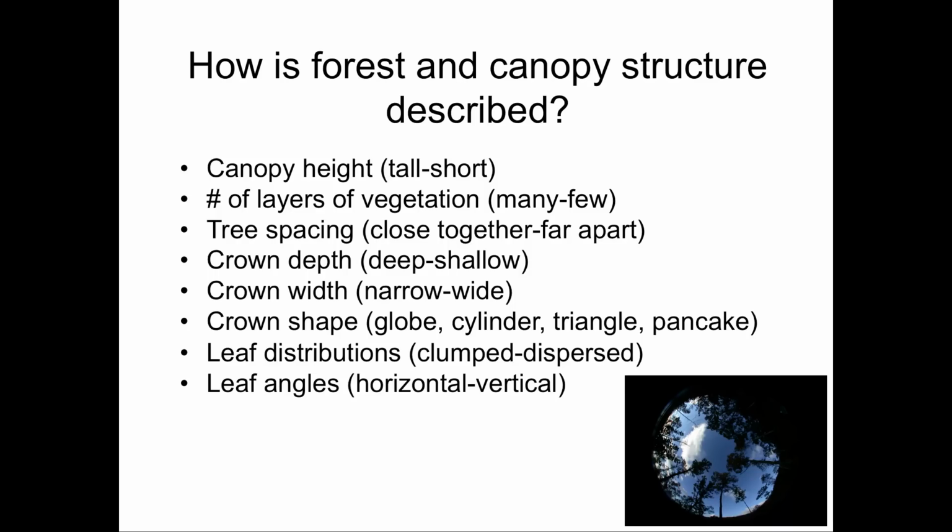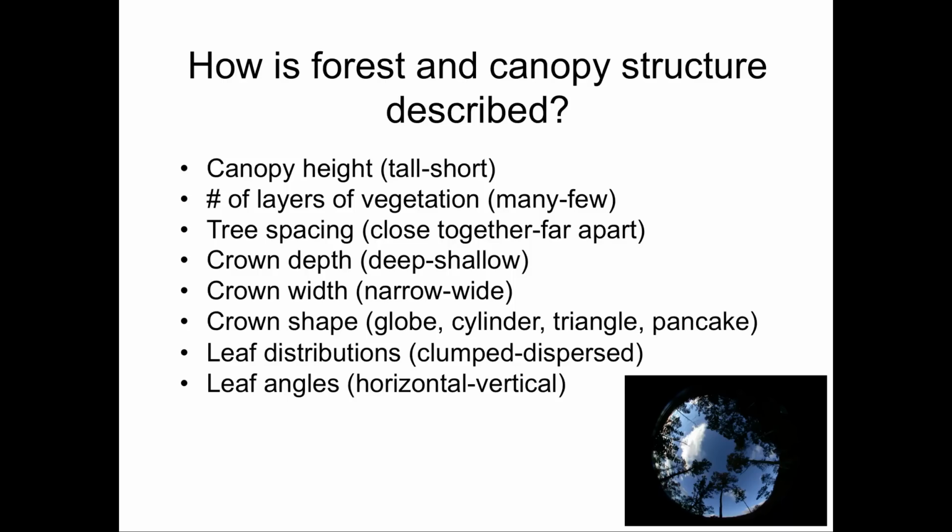Well, there's a lot of different ways we describe them. Simple terms like canopy height. Is it tall or is it short? How many layers of vegetation are there? Are there many layers? Are there few layers? Are the trees spaced close together, or are they more far apart? What about the crowns of the individual trees? Are they deep? Are they shallow? Are they narrow? Are they wide?